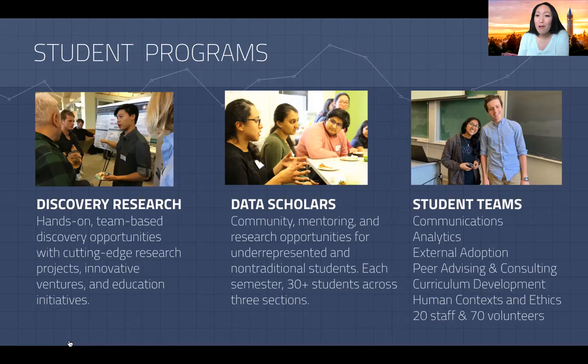We also are very heavily dependent on our student teams. The data science program is very student driven. A lot of the work that you see happening around campus is actually happening by other students. So we hire over 100 students every semester to work with us on everything from communications and human resources to curriculum and pedagogy, actually helping professors develop the lessons that they teach in their classrooms.